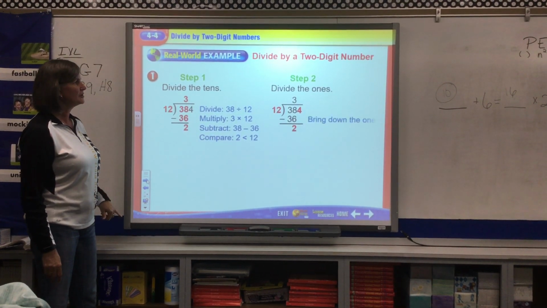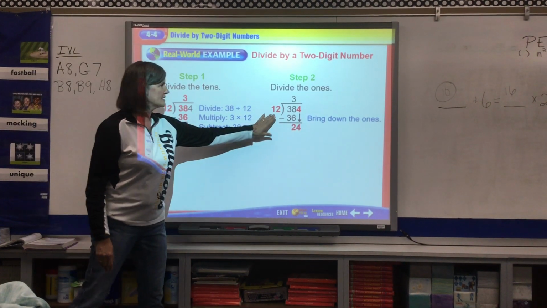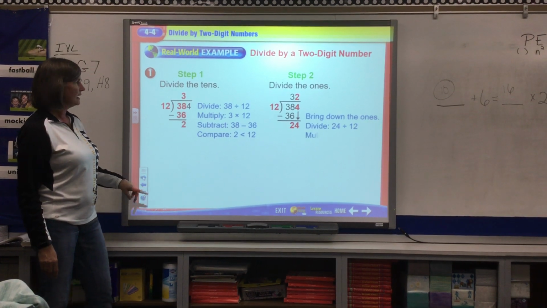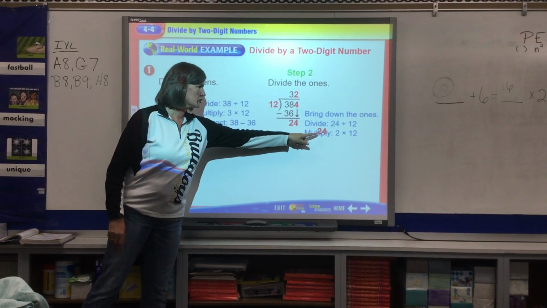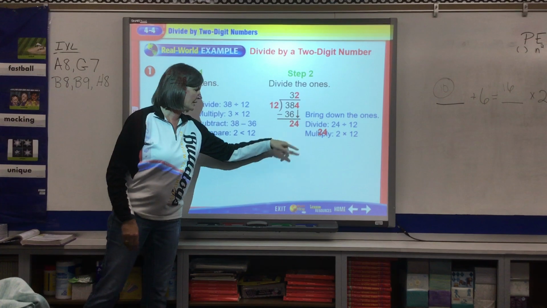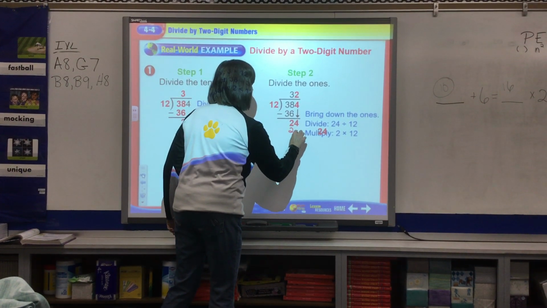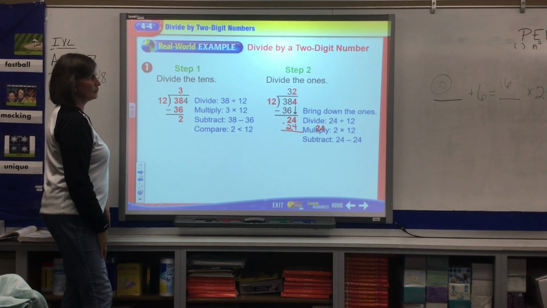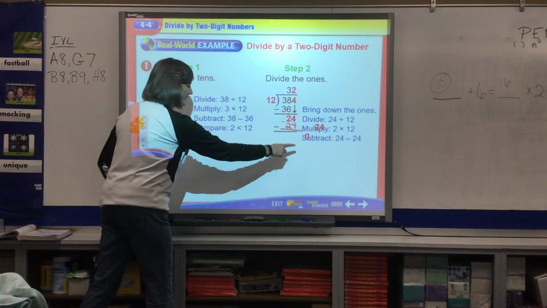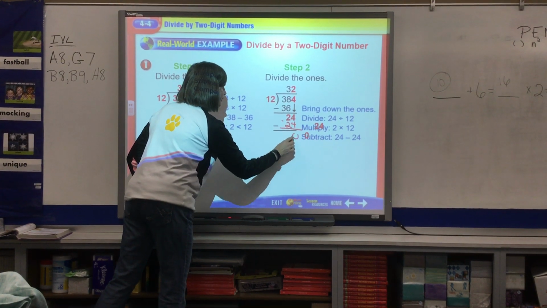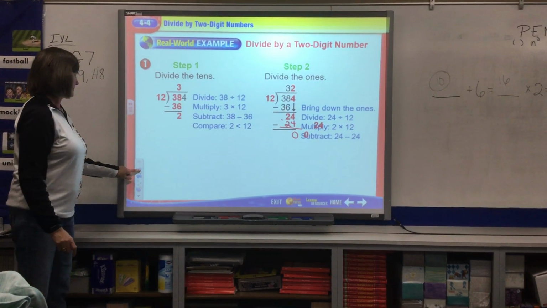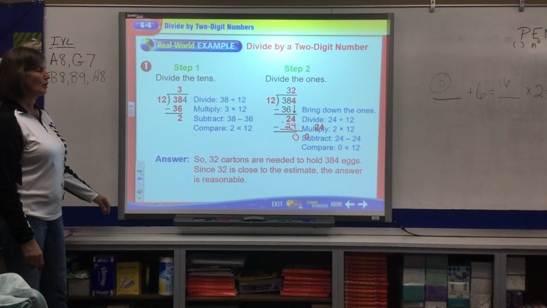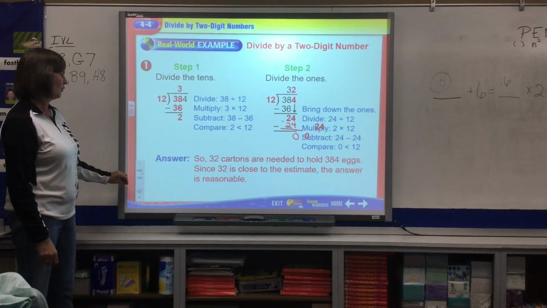Then you start over at the top, and you say, how many times does 12 go into 24? It goes in there 2 times. They multiplied 12 times 2 and got 24, which is supposed to be written over here. Then we subtract 24 minus 24, and we get 0. They wrote the 0 there. It should be lined up right there like that. So therefore, 32 cartons are needed to hold 384 eggs.